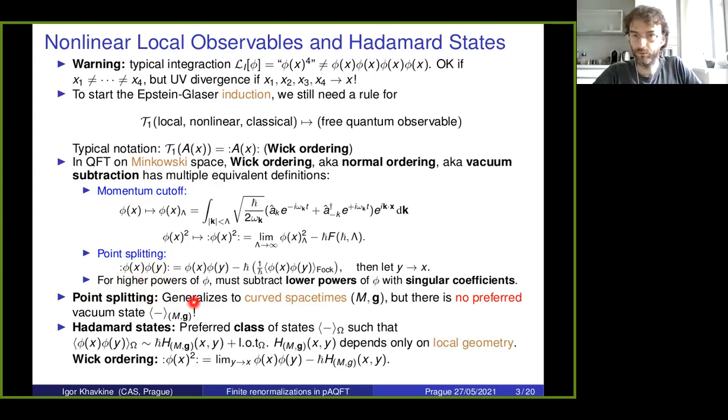So the point splitting still works in curved spacetimes, but here's the problem. In Minkowski space, we had a preferred vacuum state to be able to do the subtraction. If you take some arbitrary state, which could, for example, belong to a different representation, which is not equivalent to the representation where the Poincaré Fock vacuum lives, then you could have a very different quantity here with very different singular behavior, right? And it's not guaranteed that this difference would actually be well defined.